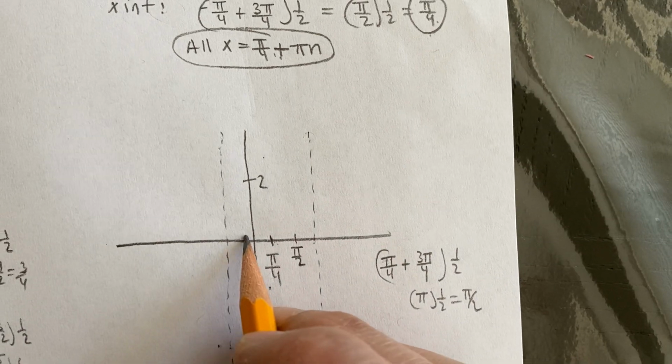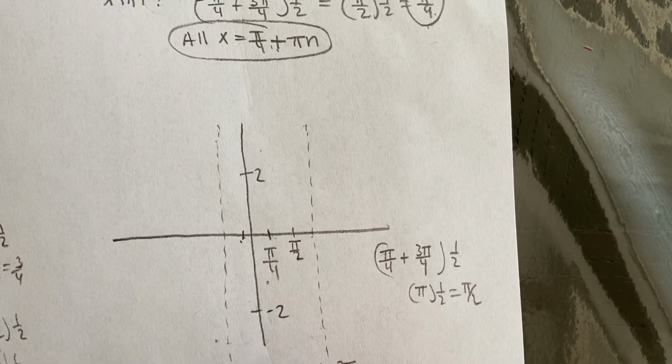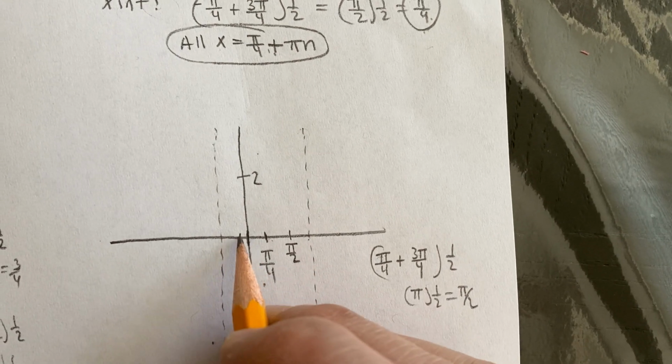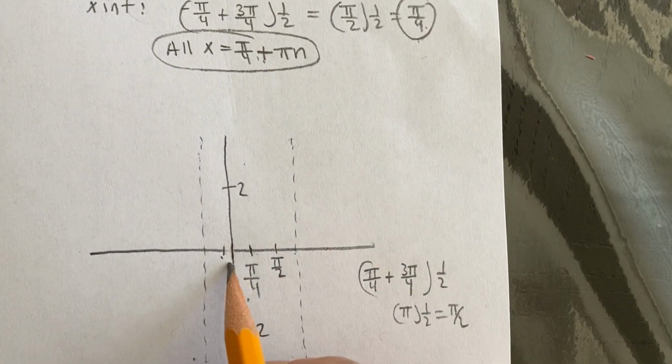And if I say, calculate this midpoint right here, you would say negative pi over 4 plus pi over 4, divided by 2, which is just 0. So really, this midpoint right here is just 0.